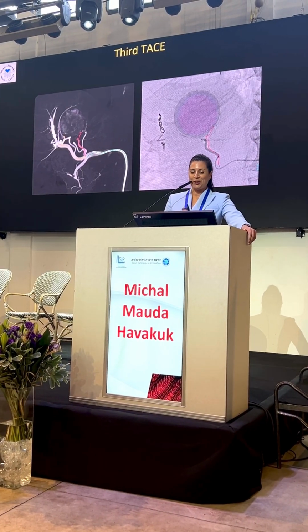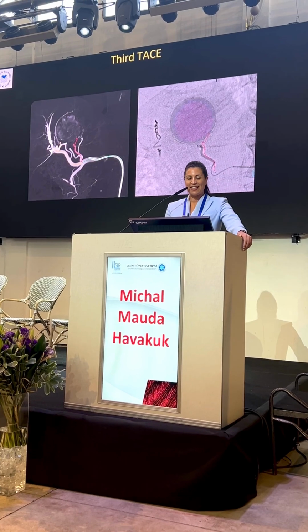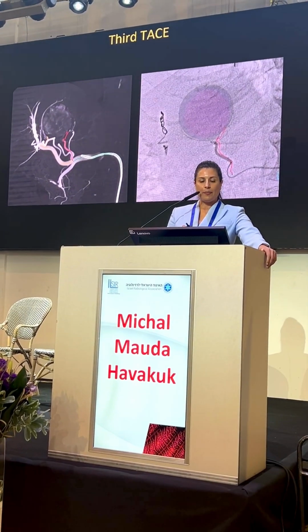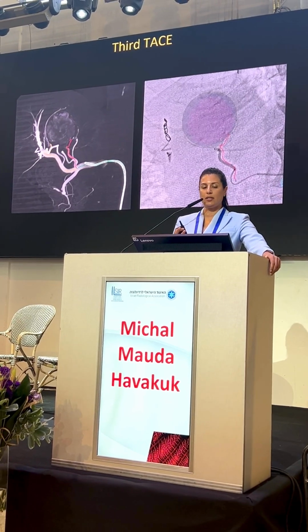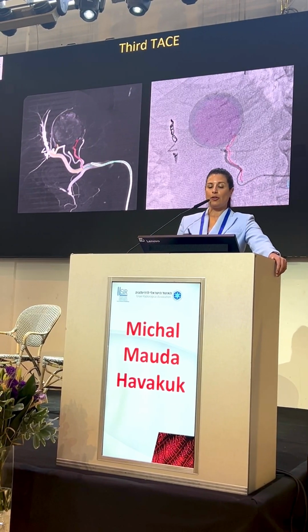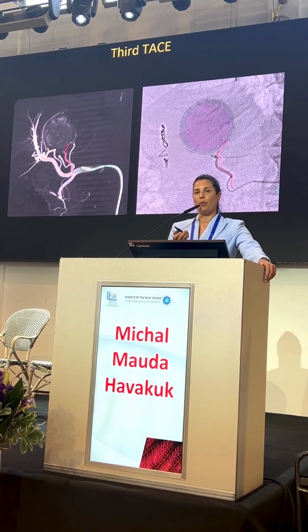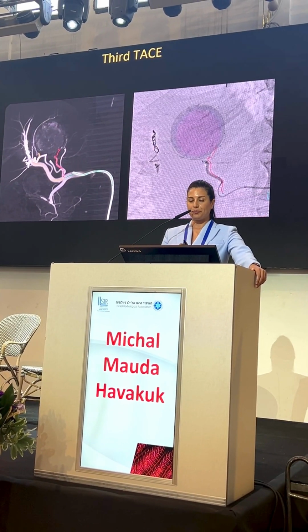In a third procedure, we again use vessel detection technique. After detecting the tumor-supplying vessels from the CT, the path was projected onto the fluoroscopy screen, and under fluoroscopy we target these vessels, here both from the right and left hepatic arteries.